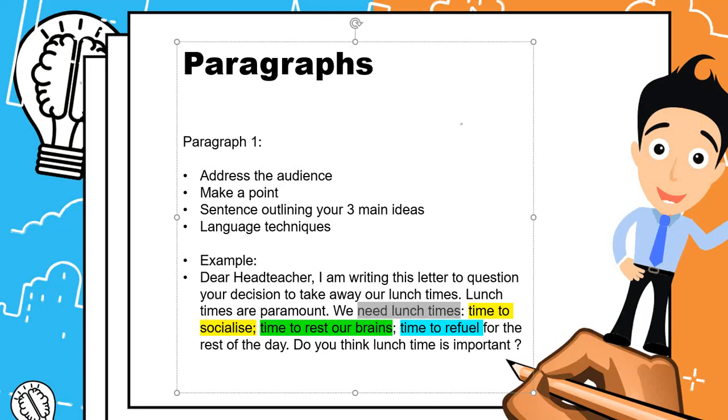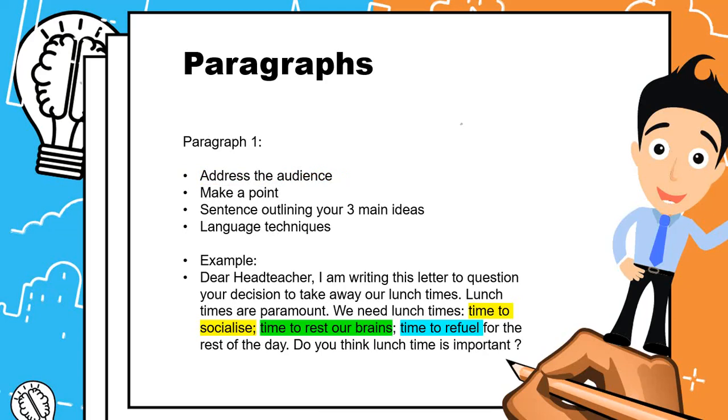That's my tell. Now can I have 3 examples? Why do we need lunch times? To socialise, to rest our brains, to refuel. There's my 3 points. And then I end with, do you think lunchtime is important? Which is a rhetorical question. So in our first paragraph, we are setting out the main points of the transactional piece.